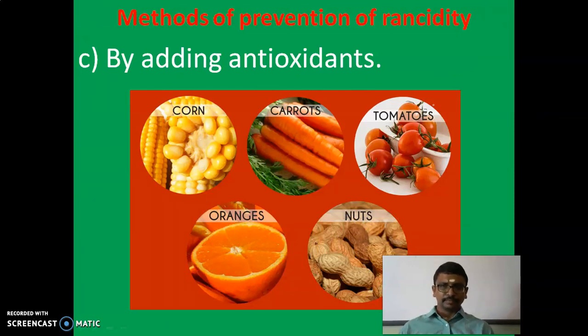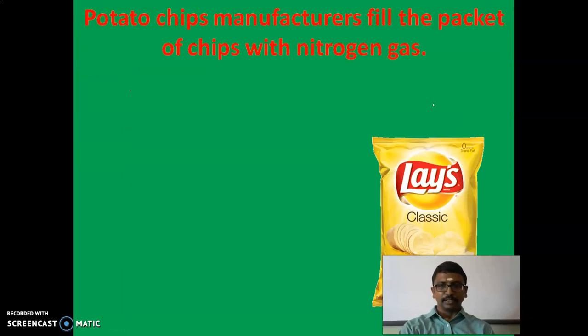And next is adding antioxidants. When we add corn, carrots, tomatoes, oranges, nuts, these are all antioxidants. When we add antioxidants, it will also prevent the rancidity.